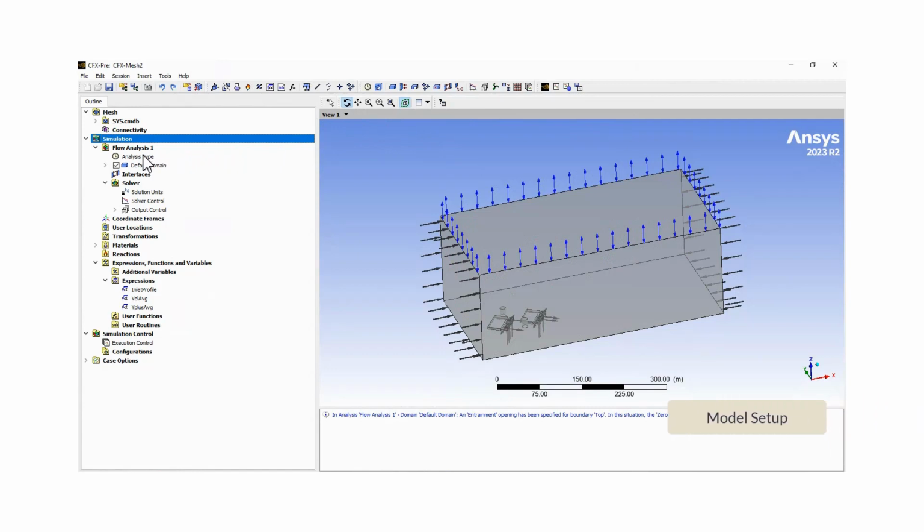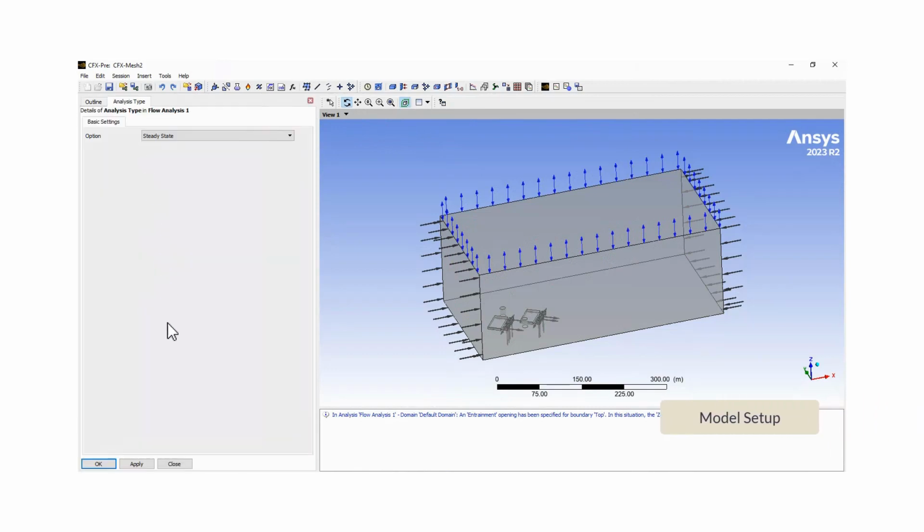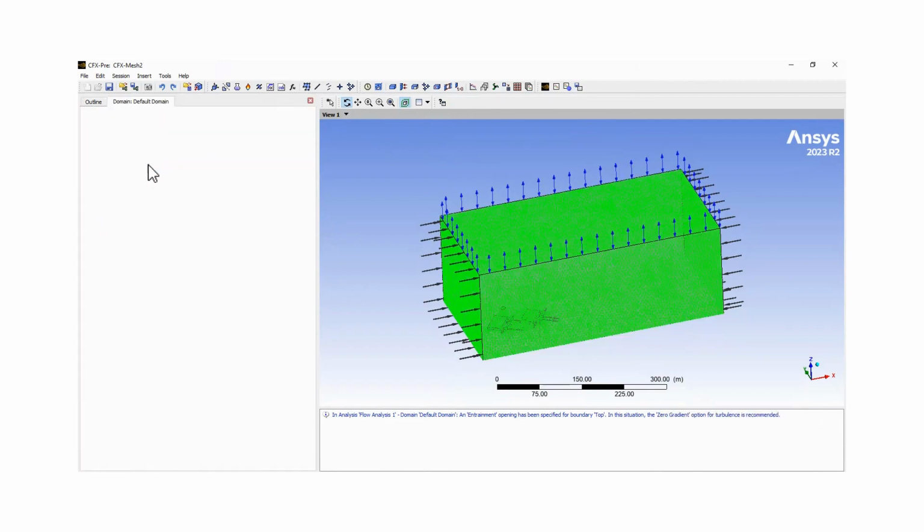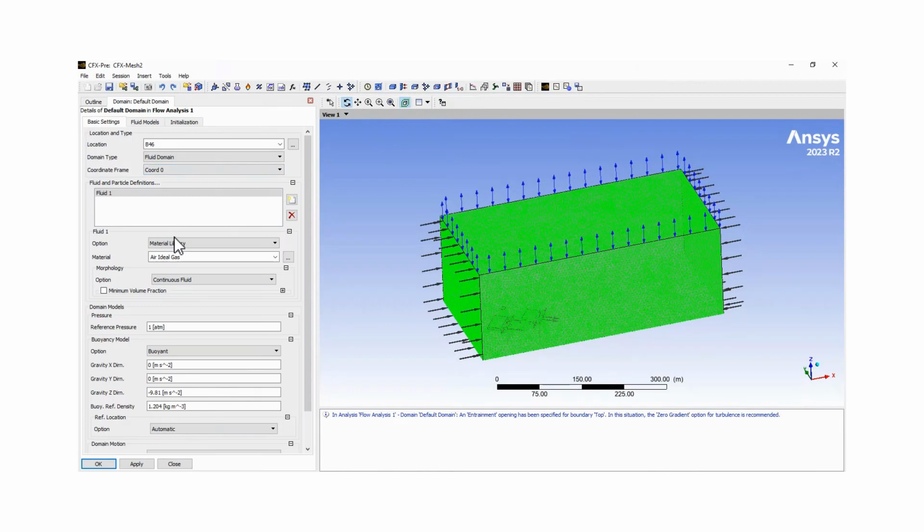In Ansys CFX-Pre, we define the analysis as a steady state. The domain setup includes the selection of the fluid and the buoyancy conditions, such as the gravity vector. By selecting ideal gas, we are using the full buoyancy model, used for single-phase flows where the density is a function of the temperature or pressure.